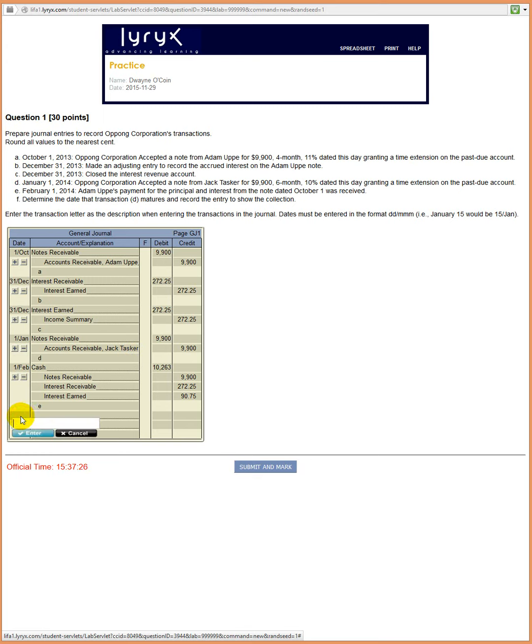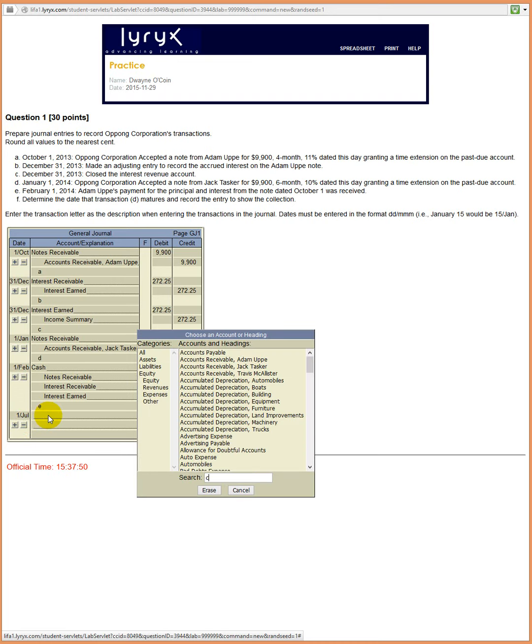That's good if he pays his debt, but the question is when does he pay his debt? This is a 6-month 10% note. So it's 6 months, 10%. So 6 months from the 1st of January is the 1st of July. So I think I'm putting in the date here. There we go. Okay, so he's going to pay his cash.